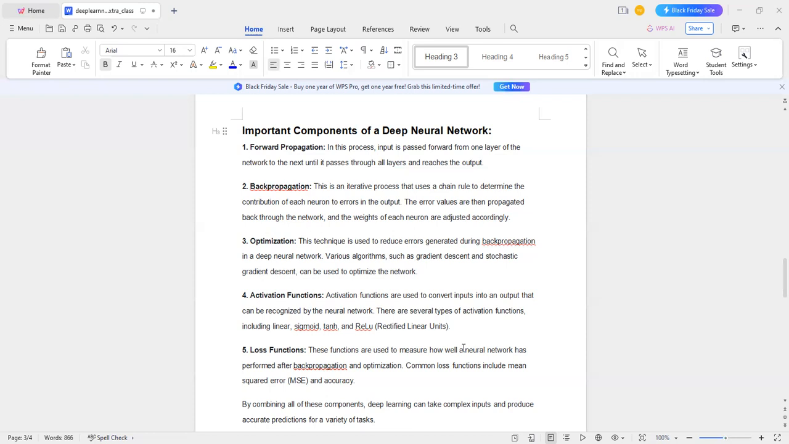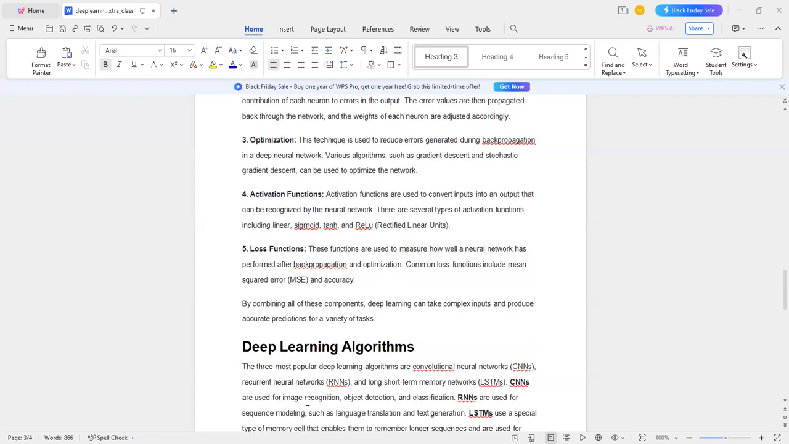One more important component of deep neural network is the loss function. The loss function tells you how to measure how well the neural network has performed during the backpropagation technique and optimization technique. Common loss functions include one of my favorite loss functions, which I use continuously, that is mean squared error, and accuracy. These both are favorites among data scientists and machine learning engineers.